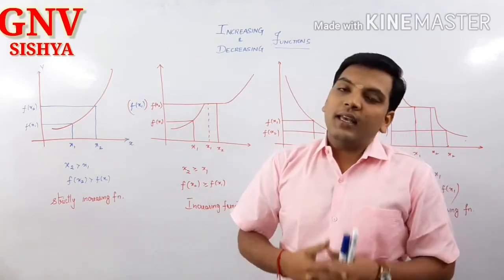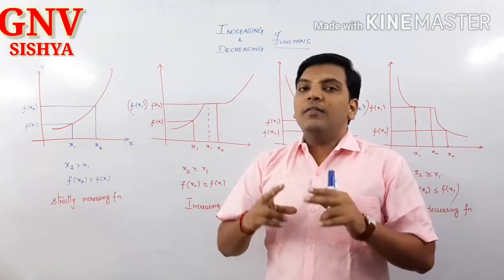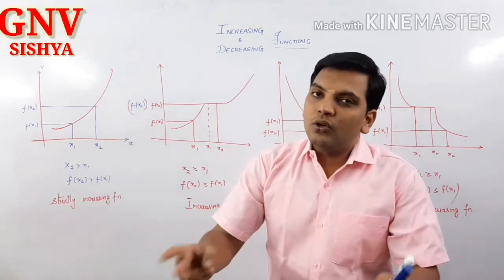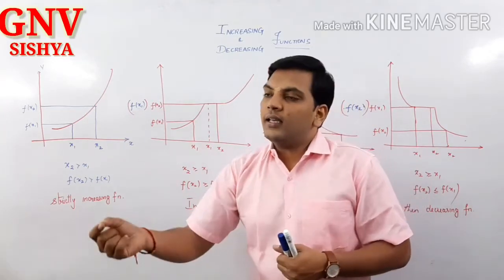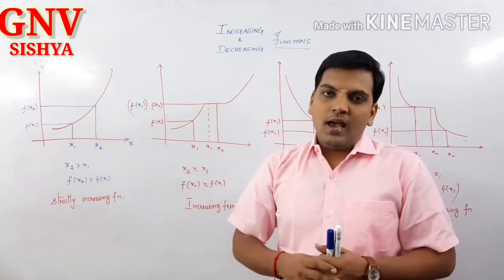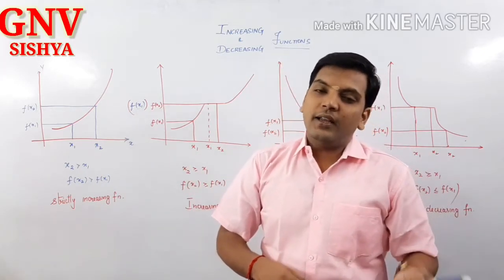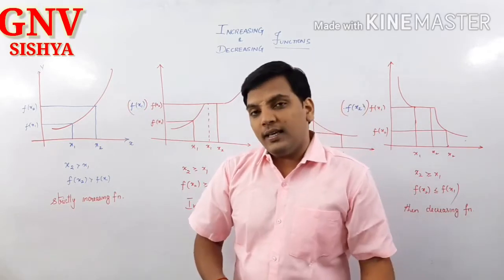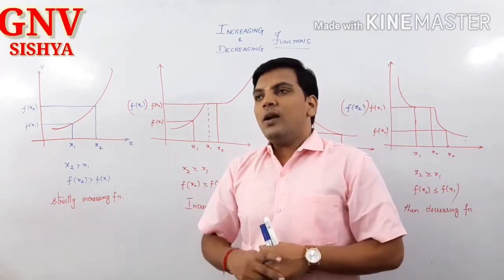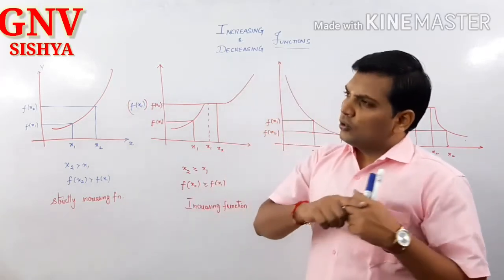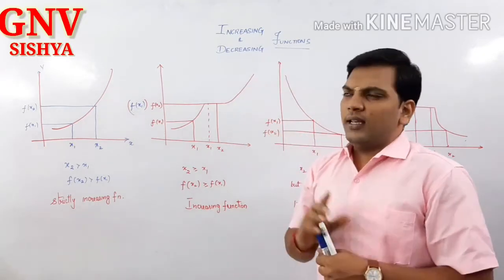In this increasing and decreasing, it is further divided into two more types. One is strictly increasing and another one is normally increasing. And in decreasing also we are dividing into two more. One is strictly decreasing and another one is normal decreasing. What is strictly increasing, sir? It is only increasing throughout. It is called strictly increasing.